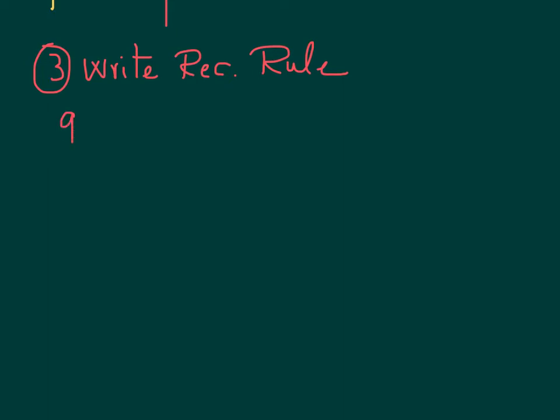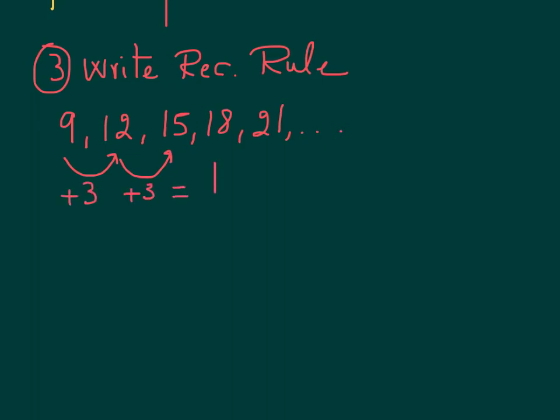You're given a sequence that's 9, 12, 15, 18, 21, and so on. The first thing I want you to know is to determine the type of sequence you're dealing with. And since you can tell right here, you are continuously adding 3, positive 3 is going to be the common difference. Therefore, this is an arithmetic sequence.